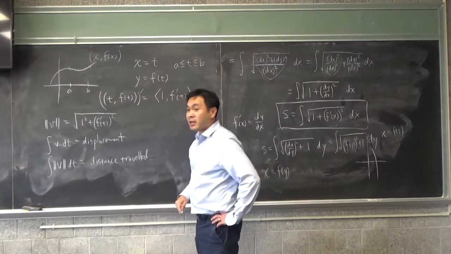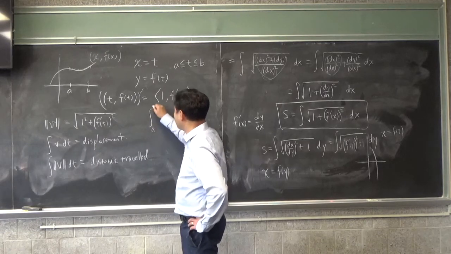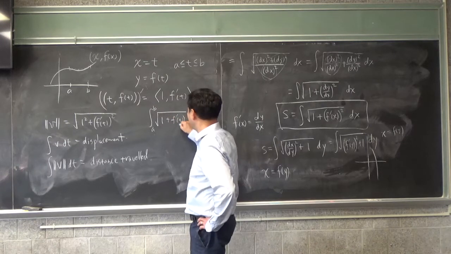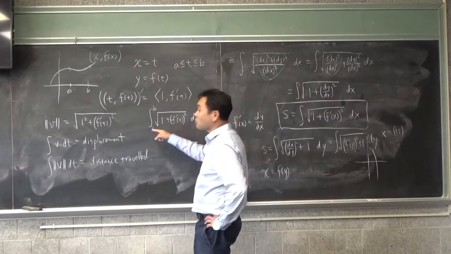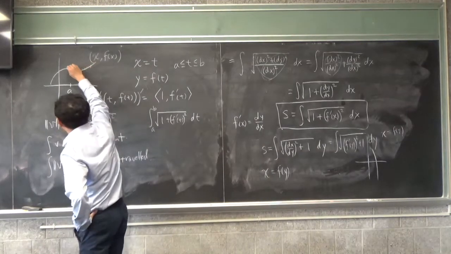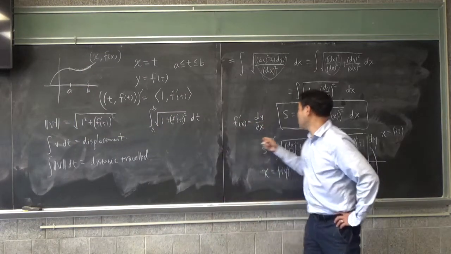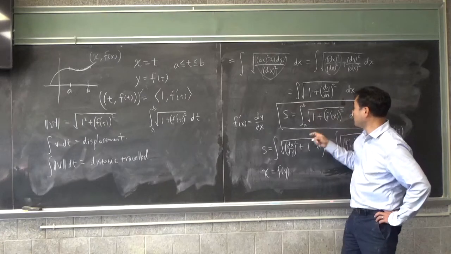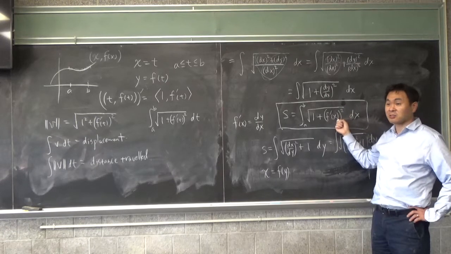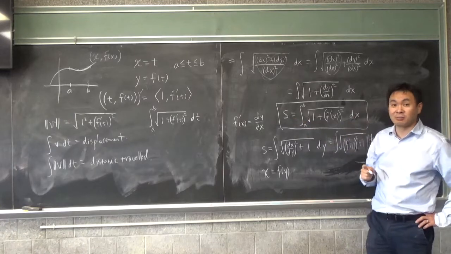Okay. Then, if you integrate this thing from time t equals A to B, what would you get? You get the distance traveled by this particle, which is exactly the arc length. Isn't that right? Now compare this formula with this formula. I should have really said A to B. They're exactly the same thing. x is equal to t, so if you replace t by x, it's exactly the same formula.